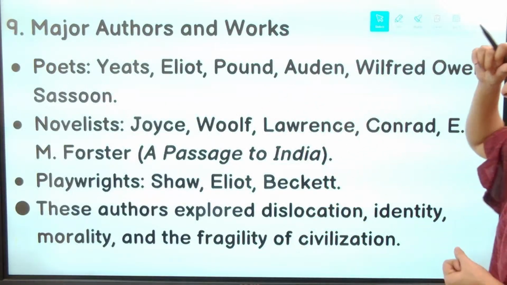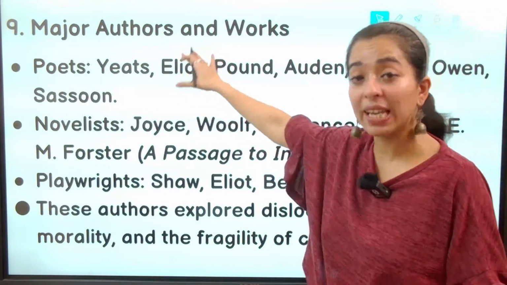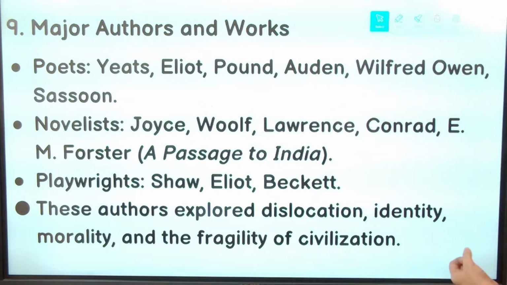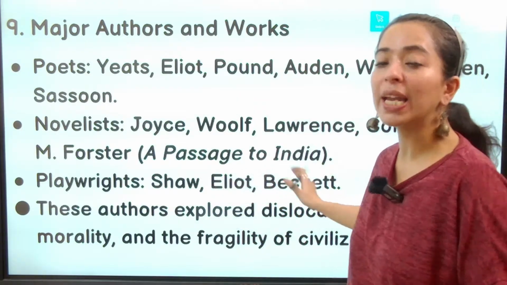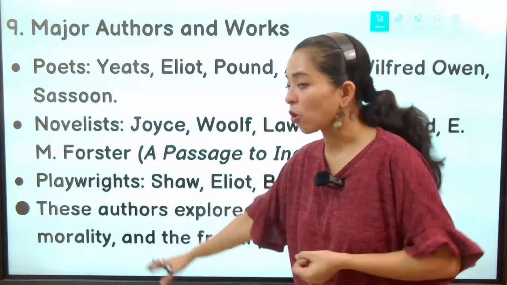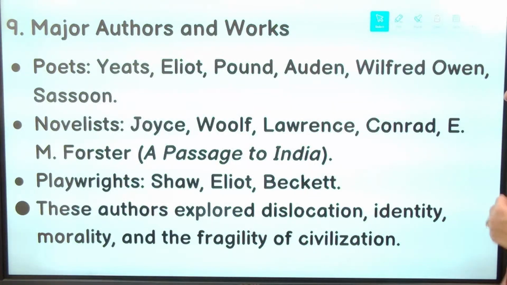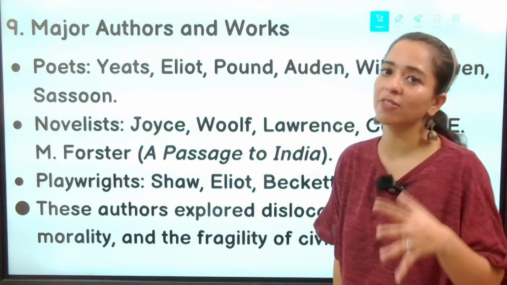Major authors and work, जैसे मैंने बात किया, poets कौन थे? Yeats, Eliot, Pound, Auden, Wilfred Owen. Novelists, Joyce, Woolf, Lawrence, Conrad. Playwrights, Shaw, Eliot and Beckett, and these authors explored dislocation, identity, morality and the fragility of civilization.